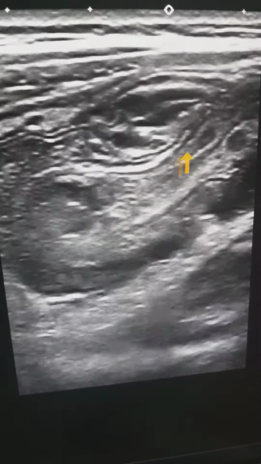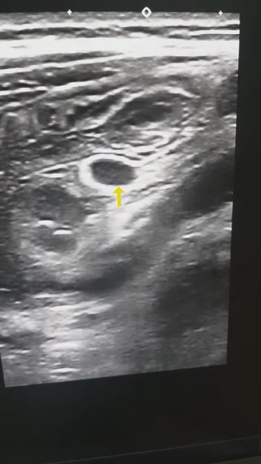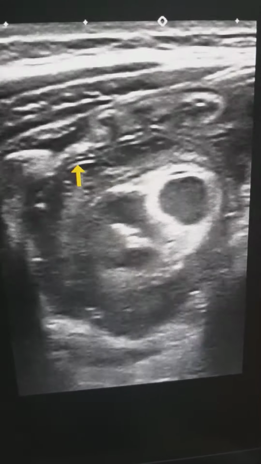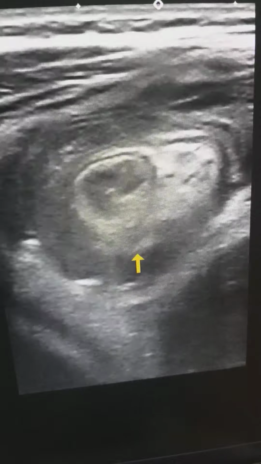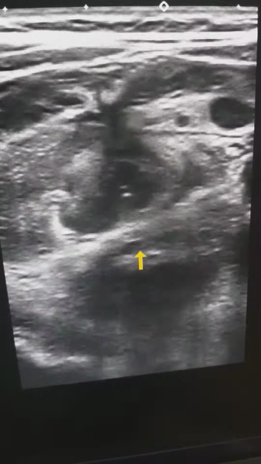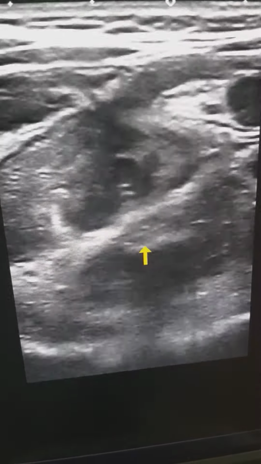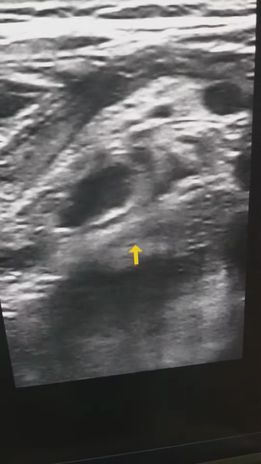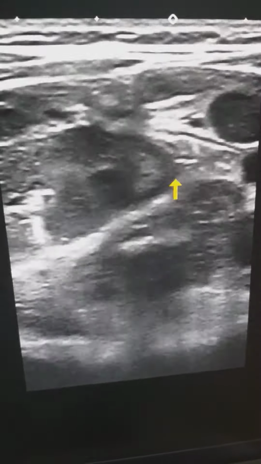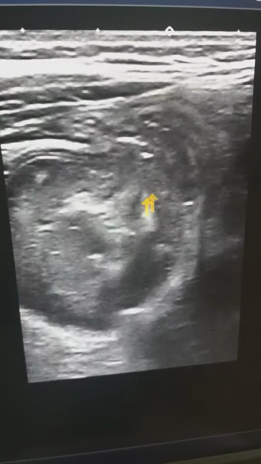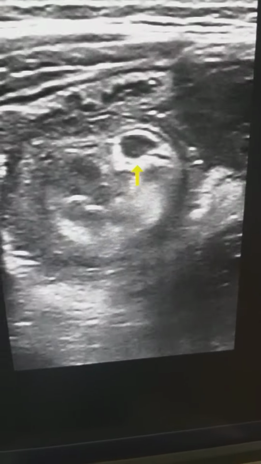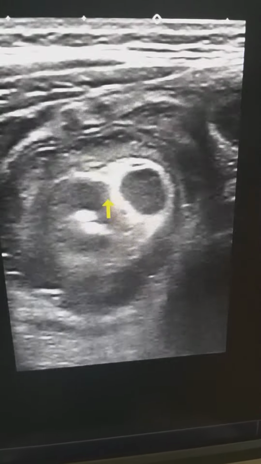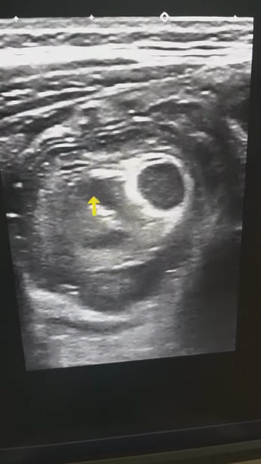So we can appreciate gut inserting into another gut and making the target sign. So basically the lead point was hypertrophic or enlarged lymphatic tissue, lymph nodes. This one and this one. These two are the lead point.